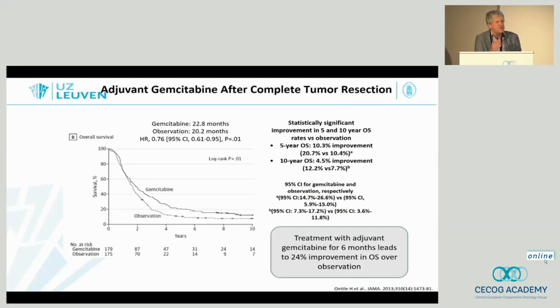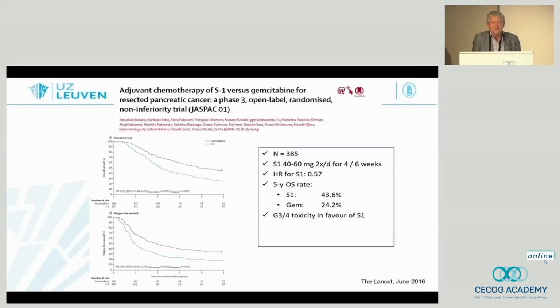I just want to show the evolution, the curves of this already older trial. This is an update in 2013, so almost 10 years ago, of gemcitabine versus no treatment, where in general you can say that the 5-year survival improves by around 10%. It still remains bad, still below 20% in this old trial. But with gemcitabine there was an improvement of around 10%.